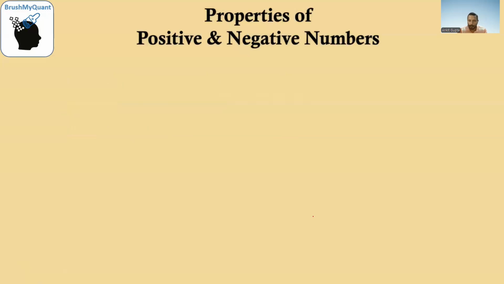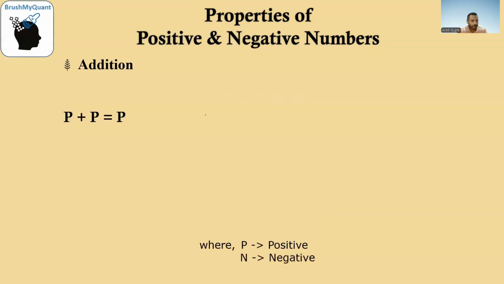Now let's learn some properties of positive and negative numbers. So let's start with addition. A positive number when added with a positive number will yield a positive number. Let's take an example. So 2 plus 3 is equal to 5, and all 3 of them are positive numbers.